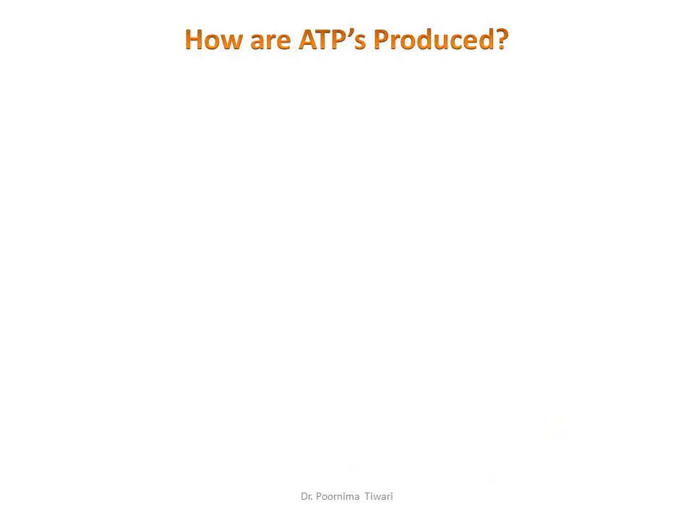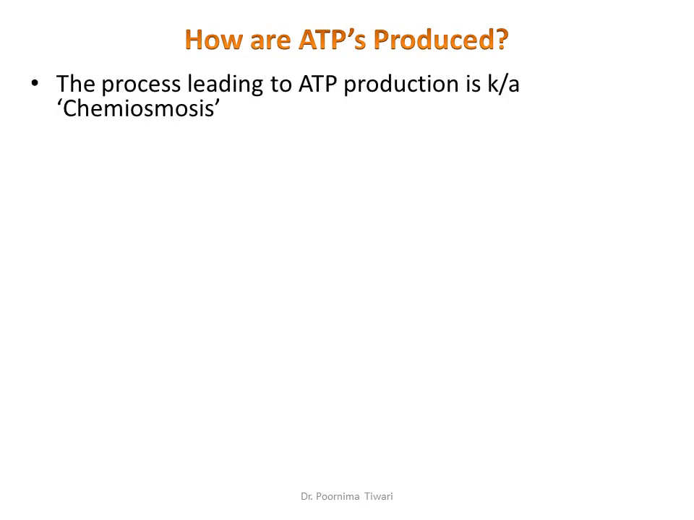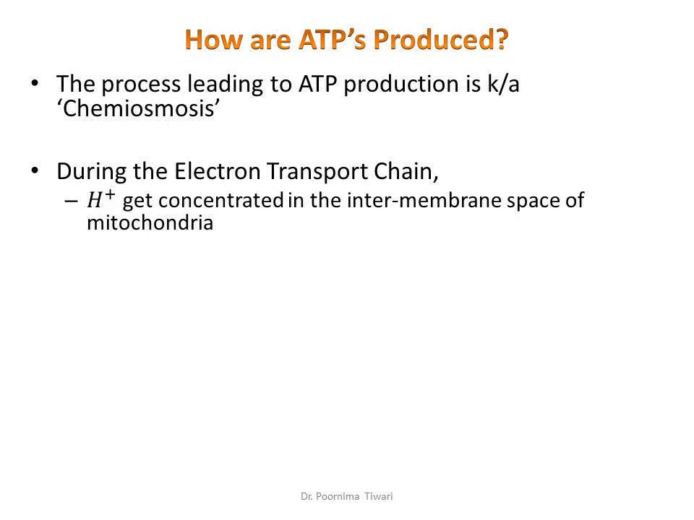Fine, but how are ATPs produced? We haven't seen them till now. ATPs are produced via a process called chemiosmosis. We have seen that during electron transport chain, H ions get concentrated in the intermembranous space of mitochondria while the concentration of H ions is reduced in the matrix.